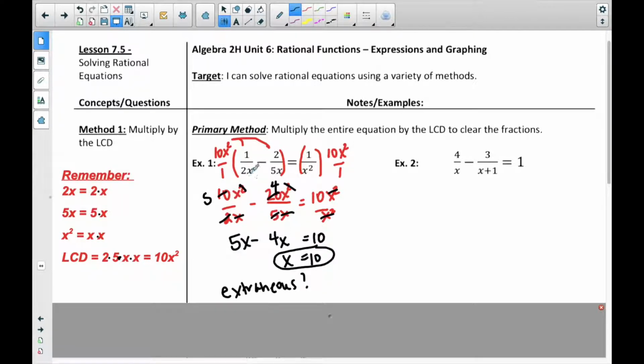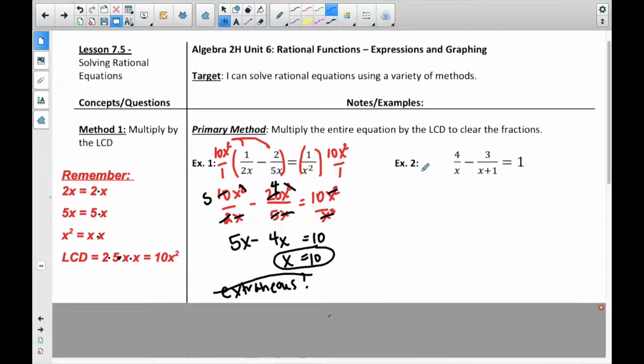So if I put the 10 down there, I get a denominator of 20, I get a denominator of 50, and I get a denominator of 100. And all of those are okay. So it is not extraneous. But I wanted to bring up that concept just so that you would remember that's something we have to pay attention to. The next example is similar.